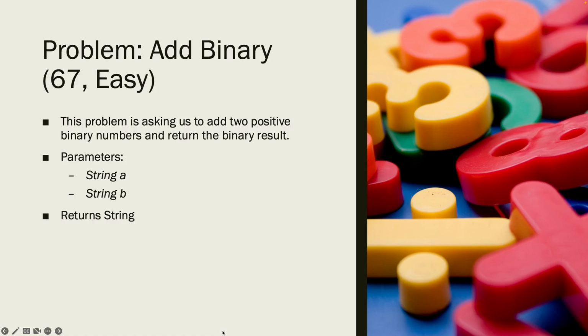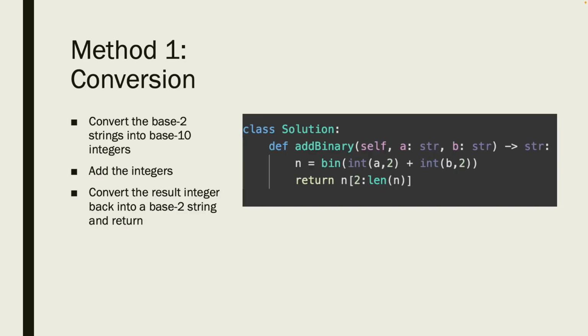So this problem takes in two parameters, returns a string, asking us to add two positive binary numbers. So here is that first method, the conversion method. You can see the code here in Python is extremely small. What we're doing here is converting the base 2 strings into base 10 integers. If you guys remember how conversion works, that's cool. If you don't, I'll break it down a little more in the next slide. Then we're going to add the integers, and convert the result back into a base 2 string and return.